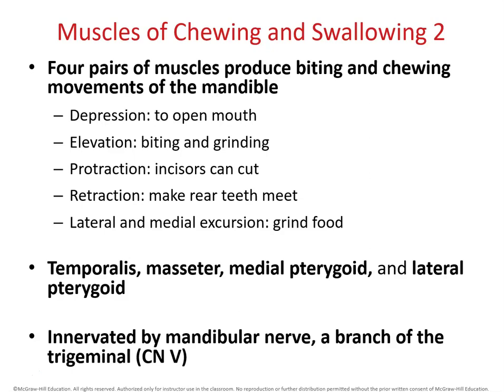Okay. The muscles that allow for this are the temporalis. We talked about that one. It's kind of on the side of your skull. The masseter is the big one in your cheek. Also, the medial pterygoid and the lateral pterygoid do this. The mandibular nerve is one branch of cranial nerve 5 that allows for chewing to happen and your jaw to move.